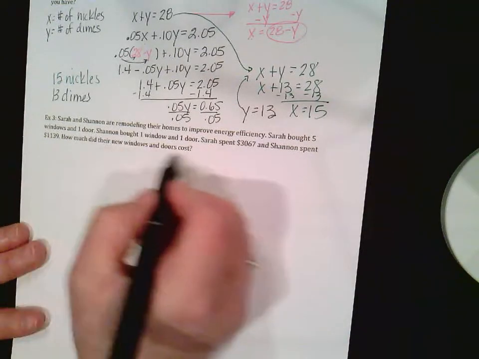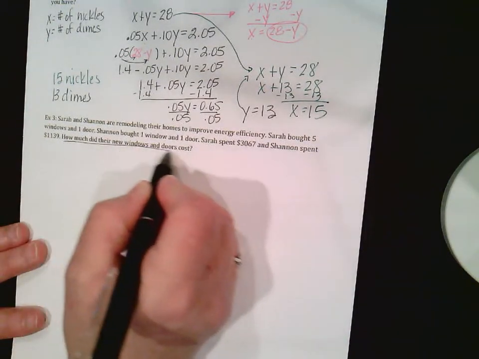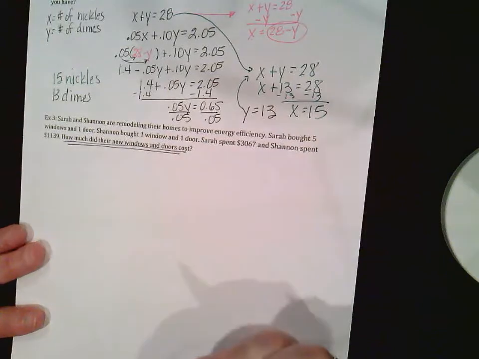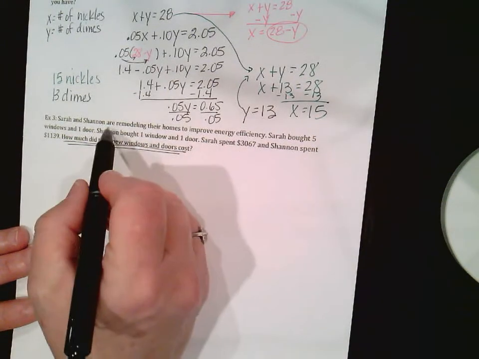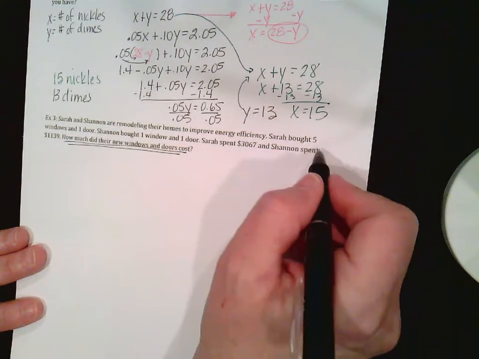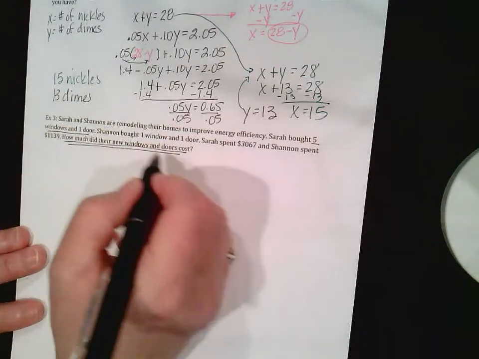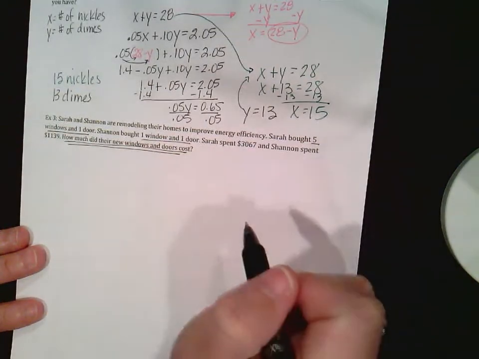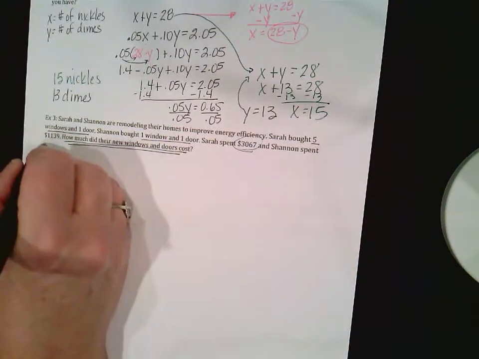All right, next one. Sarah and Shannon are remodeling their house. I'm going to jump down to the question first. It says, how much did their new doors and windows cost? So that's what we're trying to find out. And if I come back up here, I see that Sarah bought 5 windows and a door. Shannon bought 1 window and a door. And then it tells us how much they each spent.